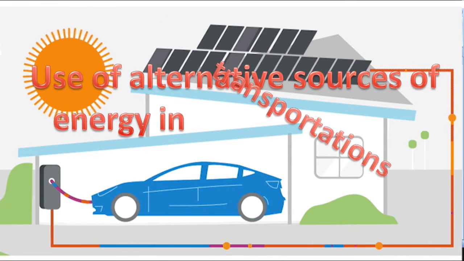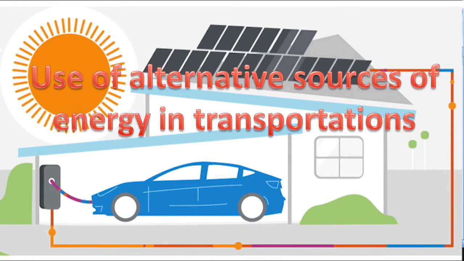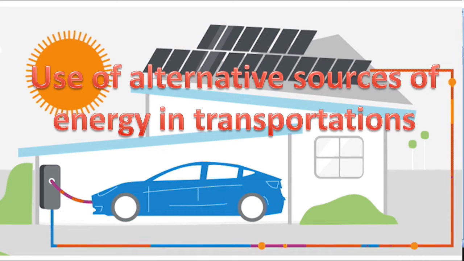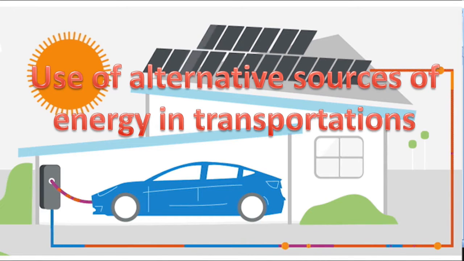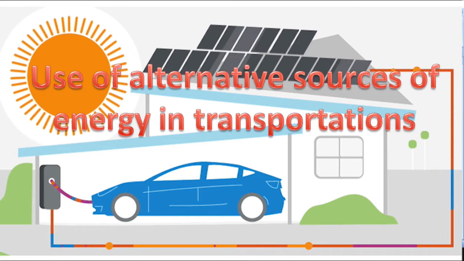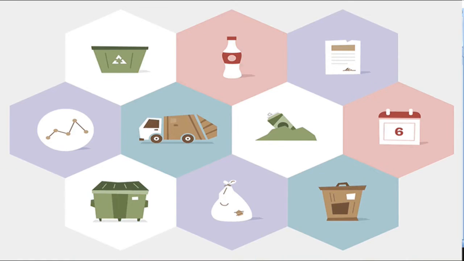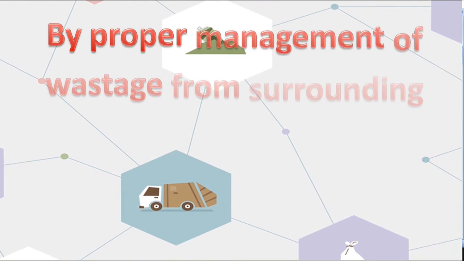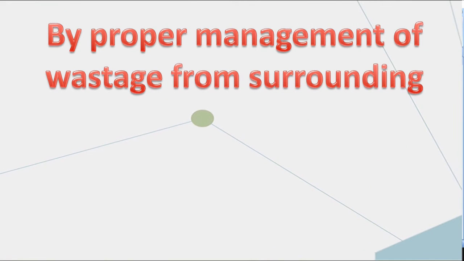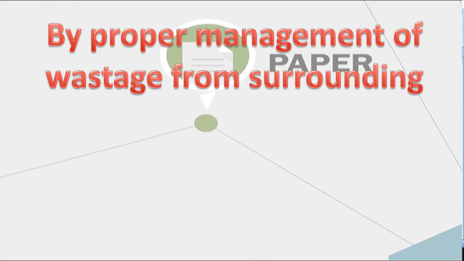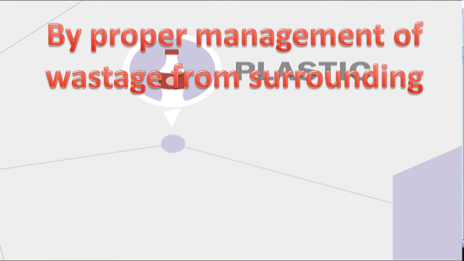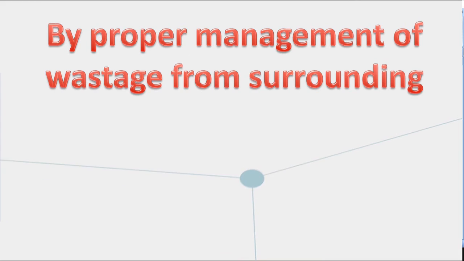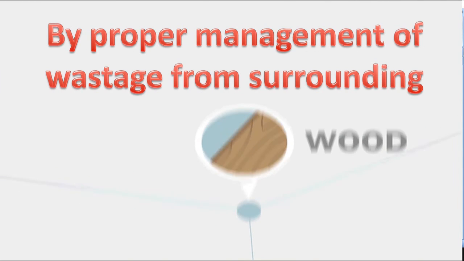Use of alternative sources of energy in transportation, like electric vehicles or chargeable vehicles, helps to reduce harmful gases in the air. By proper management of waste from our surroundings, like non-degradable waste being recycled and managed properly, it helps to prevent contamination of air.